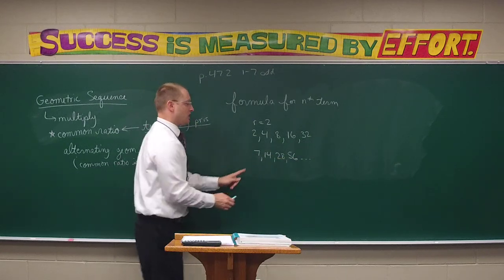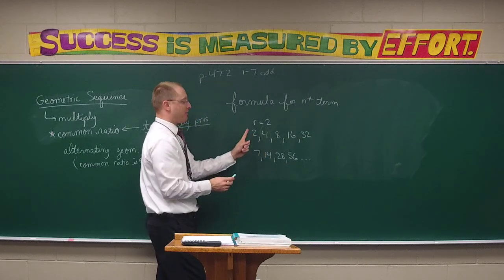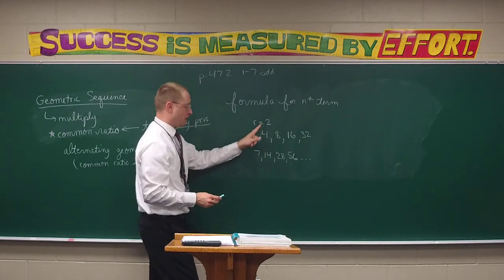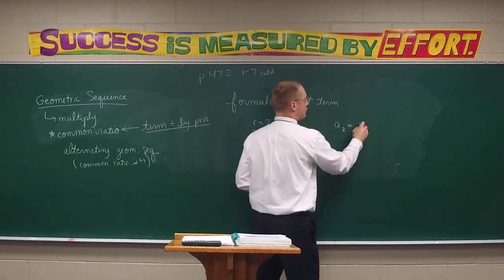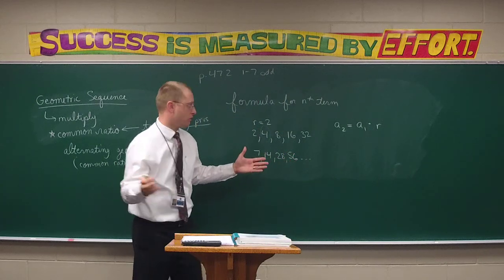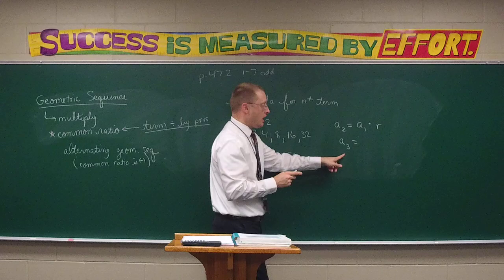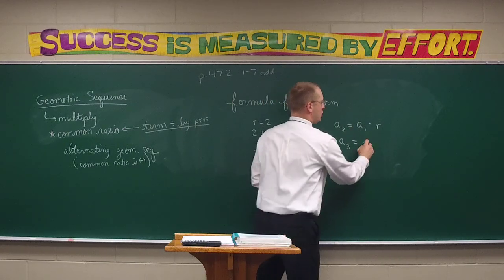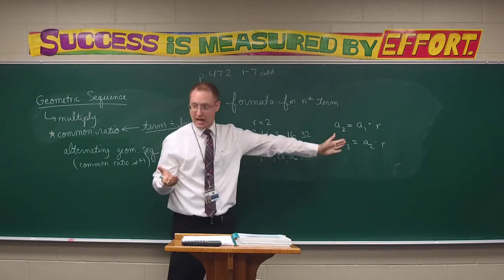The key is to get the second term, we multiply the first term by the common ratio, correct? So a sub 2 is equal to the first term times the common ratio. We're all agreed with that, correct? If I want a sub 3, then I'm going to take a sub 2 and multiply that by the common ratio, correct? You always take the previous term times that constant.